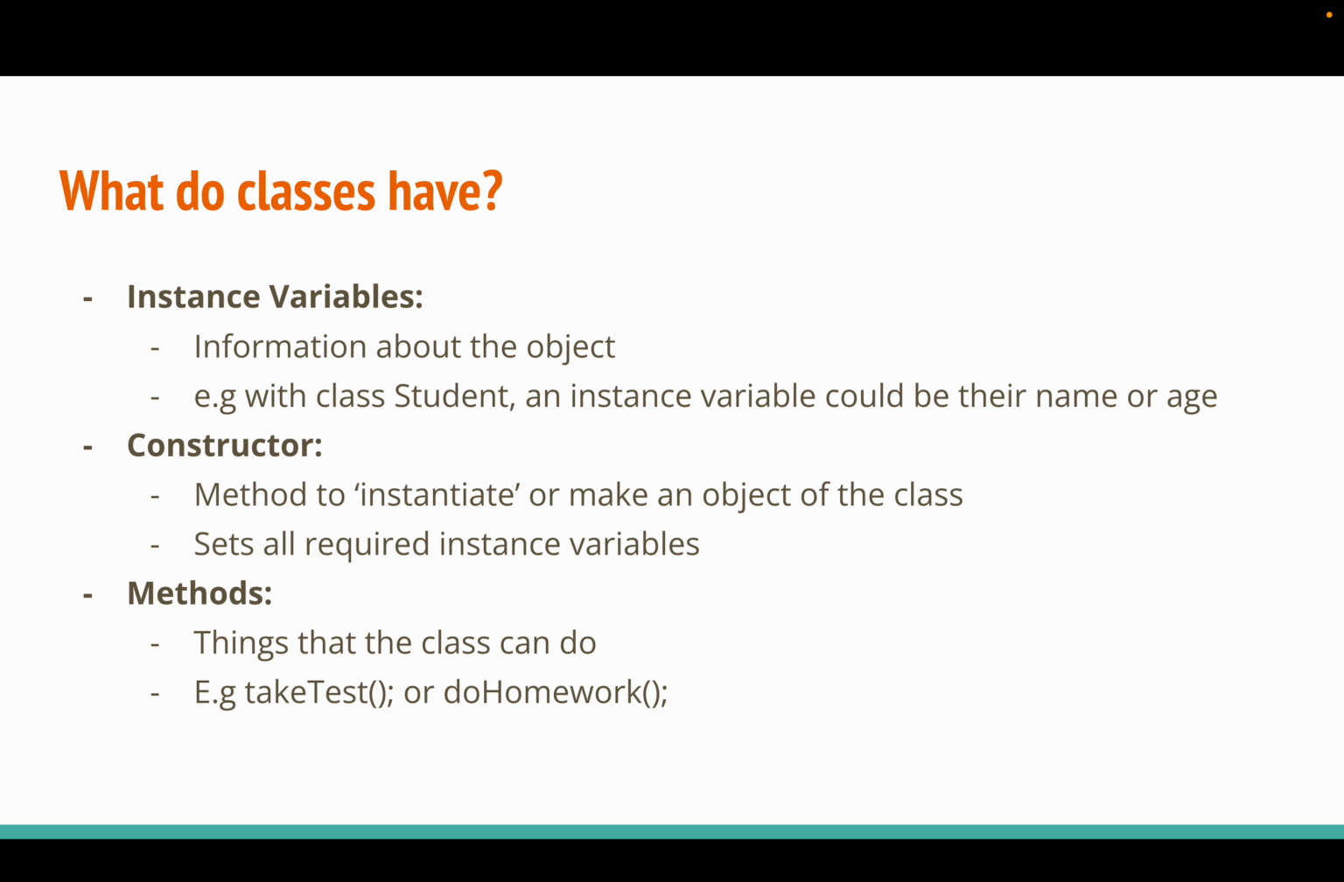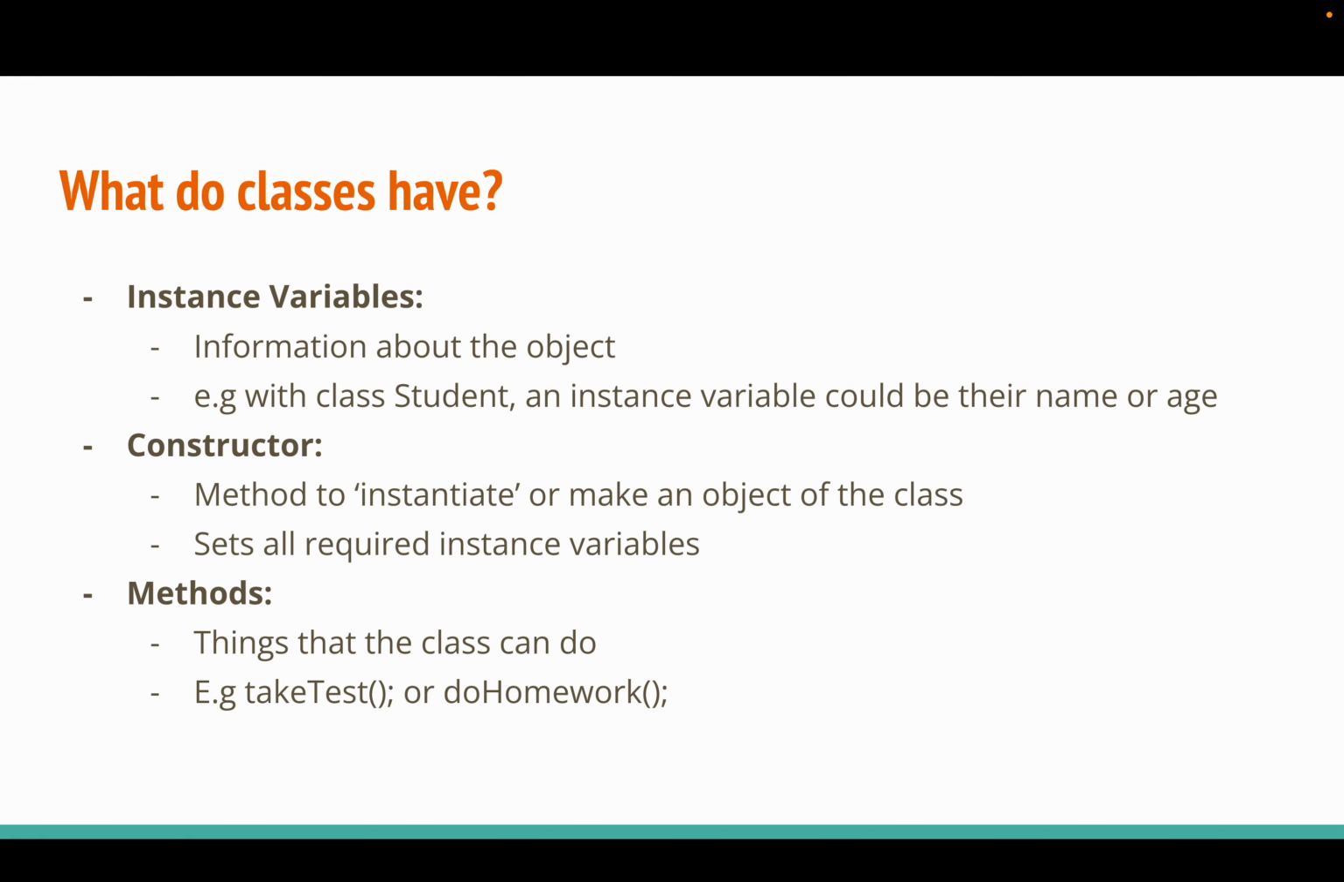Now, what do classes contain? Well, classes contain 3 main different types of things. The first are instance variables. These hold information about the object. For example, with class student, an instance variable could be string name or int age.